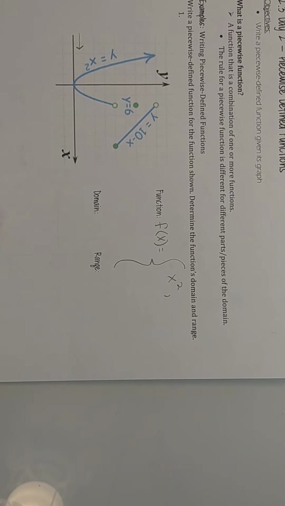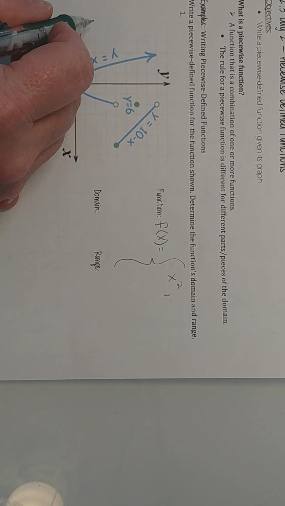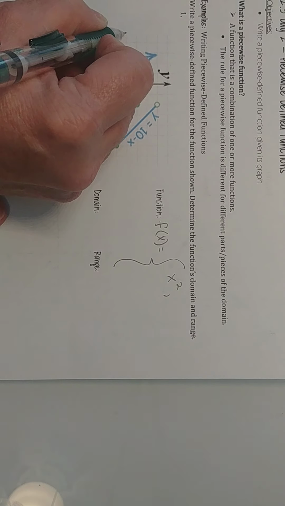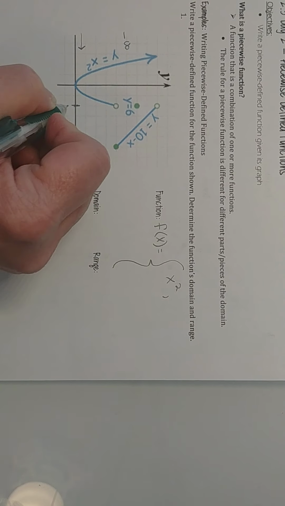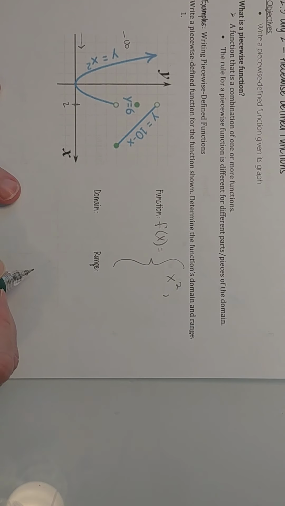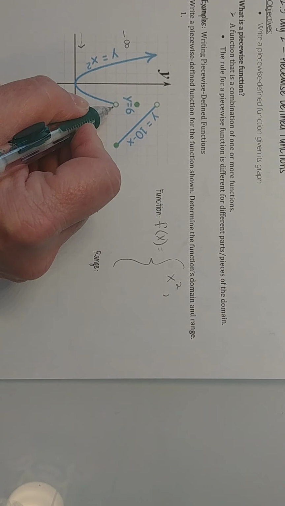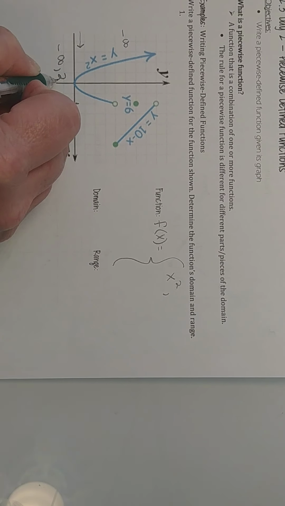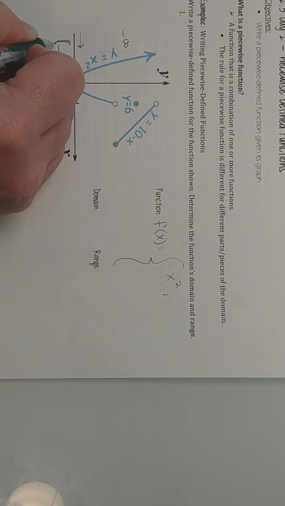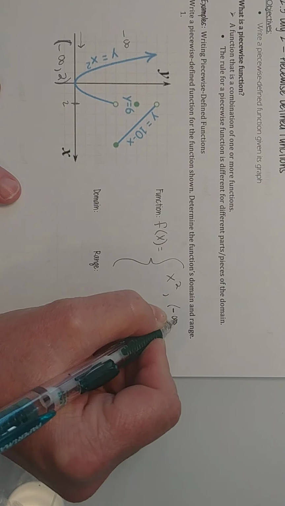And the next part is, well, where? How much of it is the x squared? So the x squared is going from negative infinity up to the number 2. But we see here there's an open dot. So it's going up to 2, but it does not include 2. So from negative infinity to 2, we're going to have that piece. So negative infinity to 2.